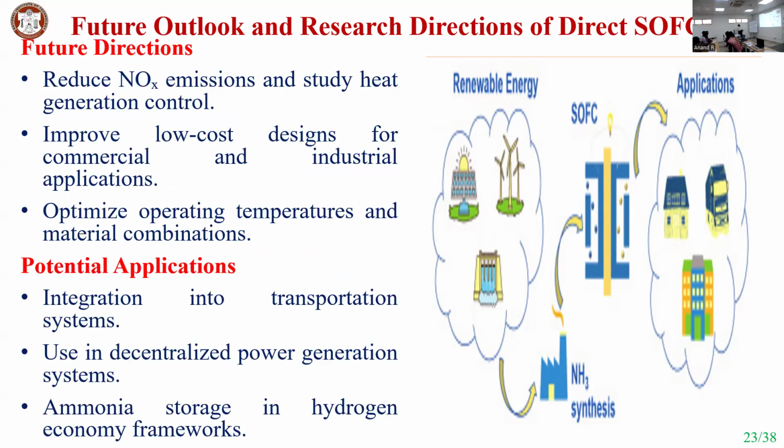Future directions and challenges are also there: reduce NOx emissions and control steady heat generation. NOx formation is mainly due to nitrogen and oxygen availability, temperature of the reaction, as well as the specific heat and the particular zone. If you are able to control these three parameters to avoid NOx formation, then it is going to be a successful design. Improve low-cost designs for commercial and industrial applications. Optimize operating temperatures and material combinations. Potential applications: integration into transportation. People are now talking about using ammonia in engines also.